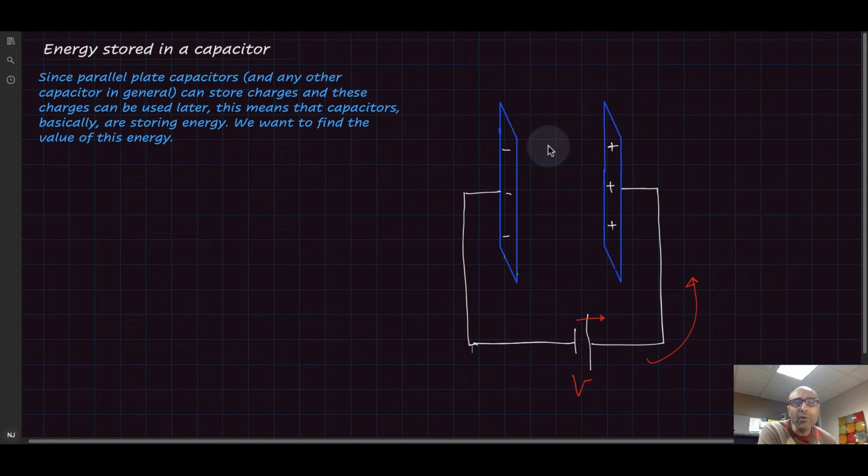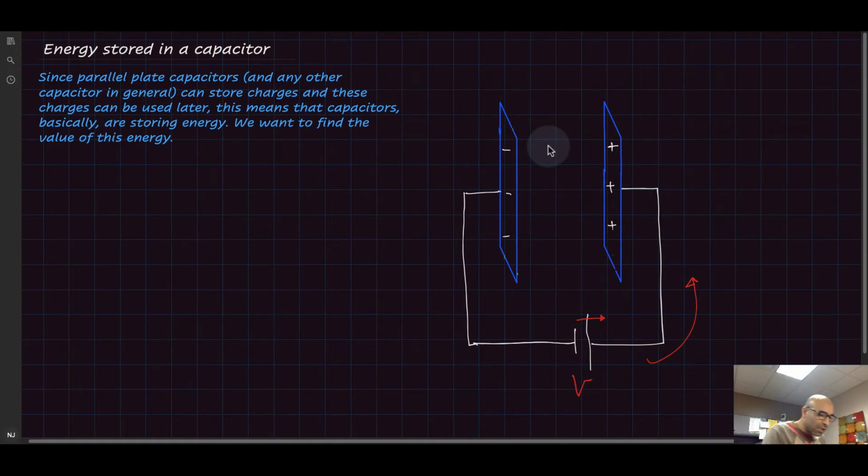Hey everybody, now we're going to study the energy stored in a capacitor. As charges accumulate on parallel plate capacitors, or any capacitor in general, you can use this charge later on. This means it is like energy that you can use. So as capacitors store charges, they are actually storing energy, all right?